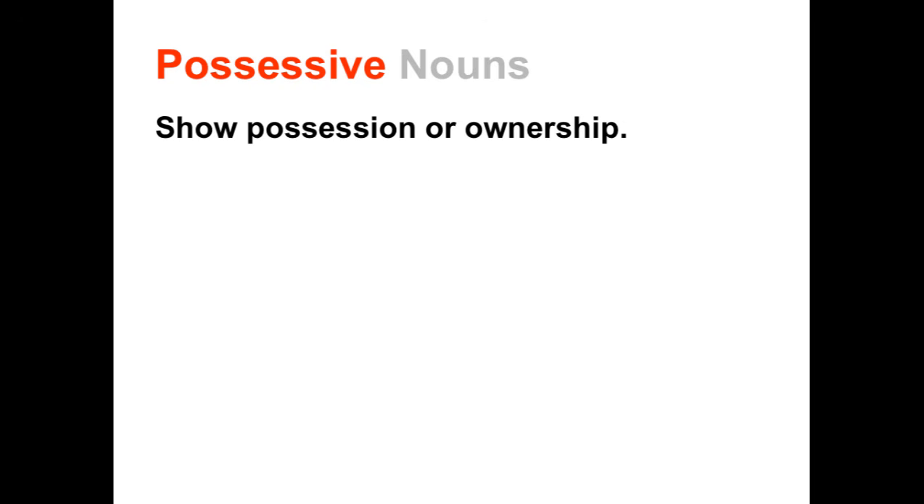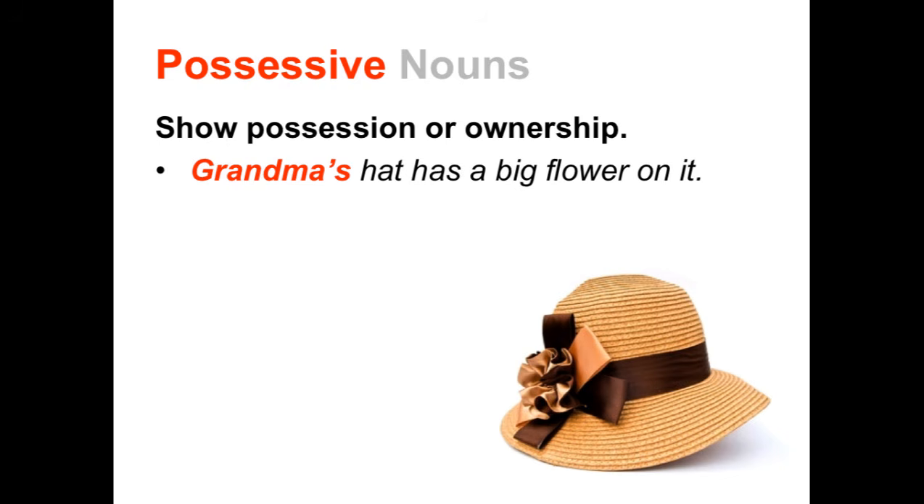Possessive nouns show possession or ownership. Grandma's hat has a big flower on it. Grandma's is considered a possessive noun, and it's showing that the hat belongs to Grandma.